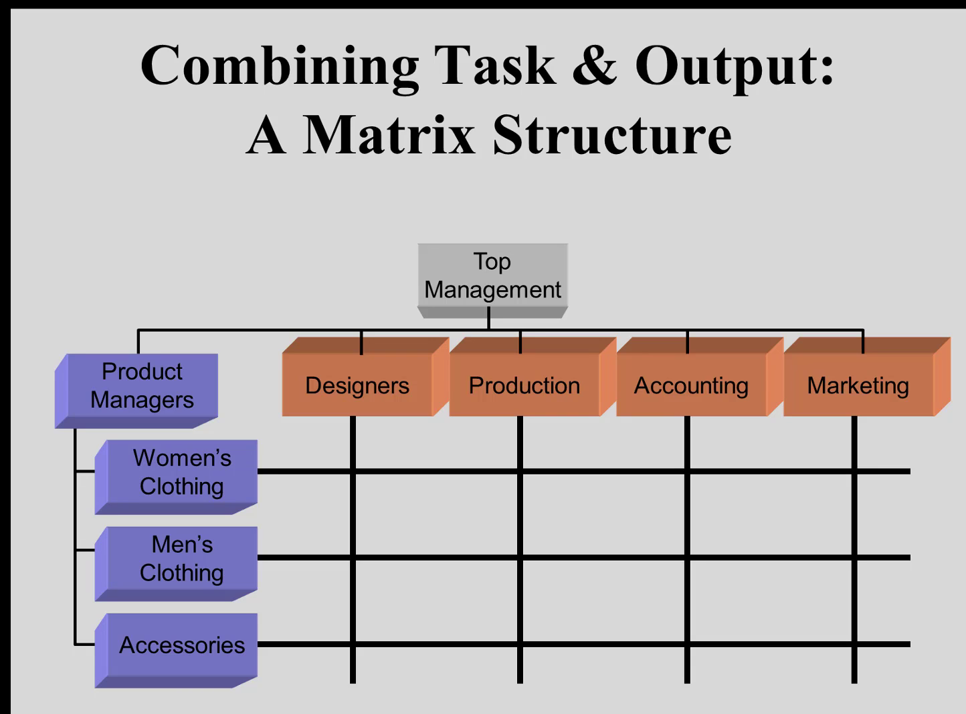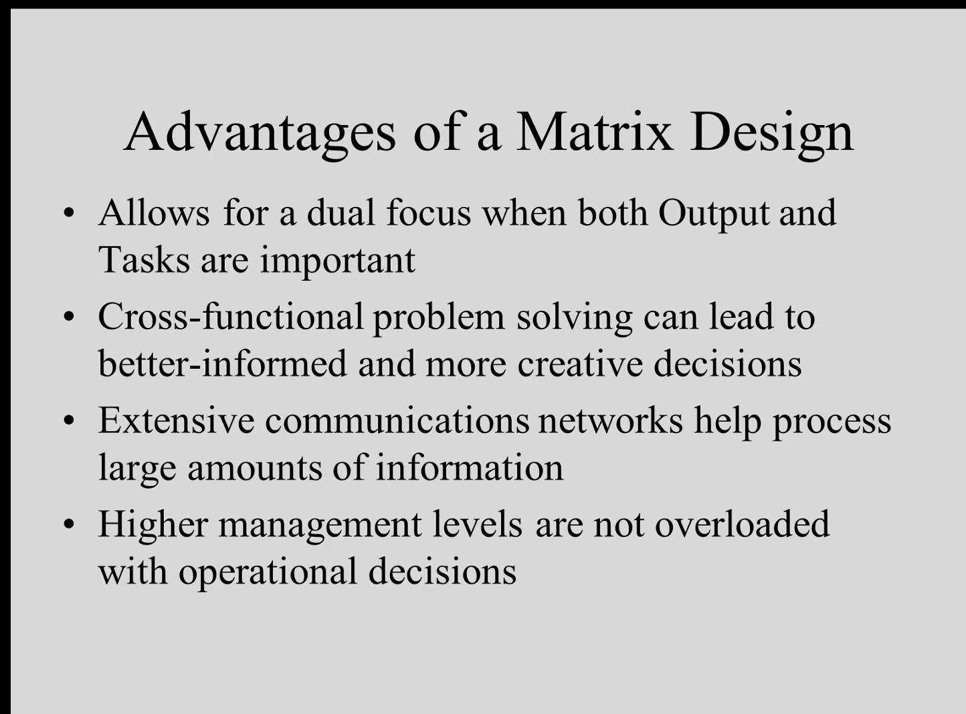And the idea here is that the head of women's clothing gets to coordinate across the tasks for things related to women's clothing. The men's clothing head gets to coordinate across the tasks for things related to men's clothing. Yet at the same time, all the designers also report to a head of design. The production people report to a head of production, which helps overcome those problems of information flows. So, would that be the best of both worlds? Well, there's certainly advantages to it. It's a dual focus when both output and tasks are important, but it's also got some advantages in the cross-functional sharing of information.